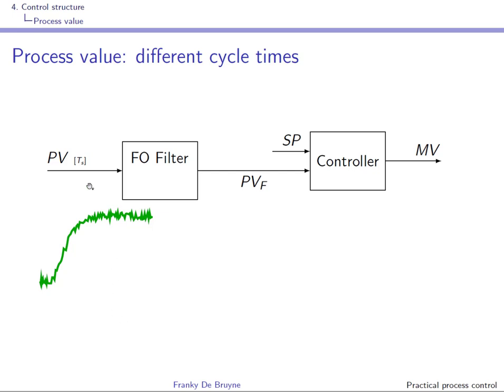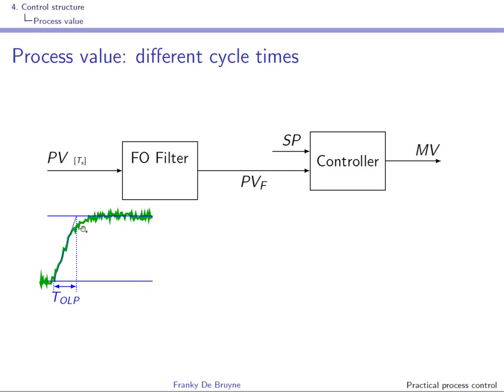PV is a digital signal and it has been acquired without aliasing with a sampling period, a sampling interval of TS. An open loop step response has been performed, and as you can see, the resulting response is noisy. The first thing that we can do is determine the open loop time constant, and for this we use the tangent at the origin method, right?